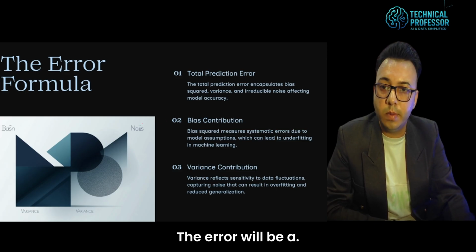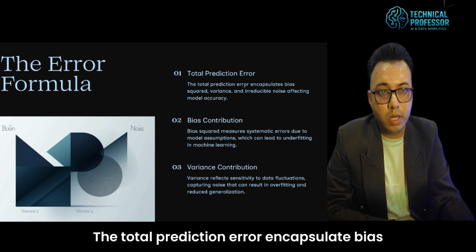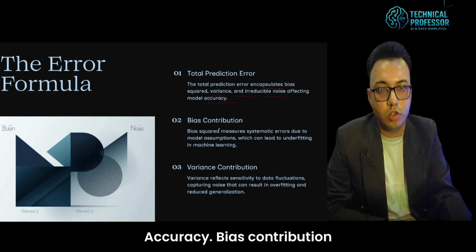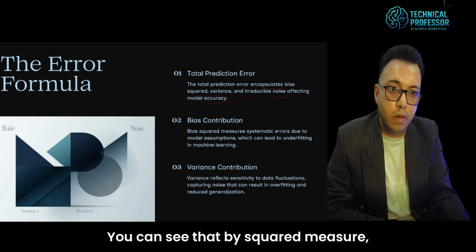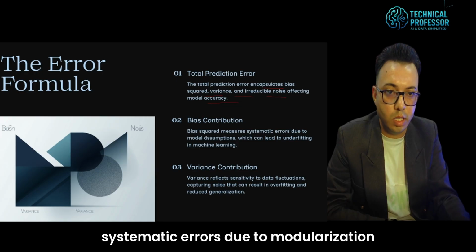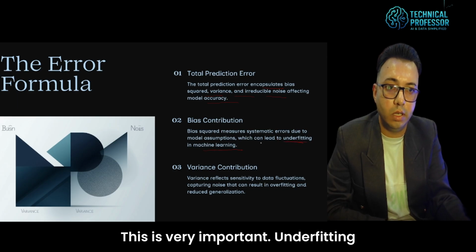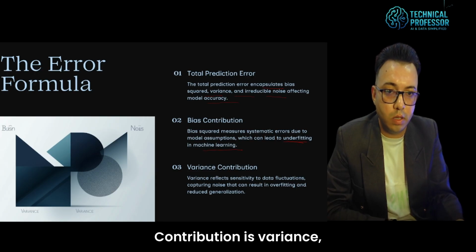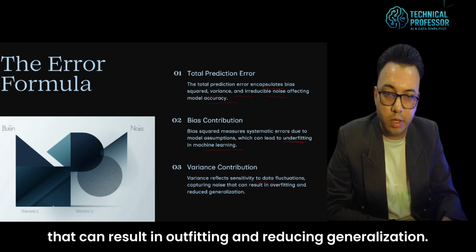Error formula. The error formula will be like this: the total prediction error encapsulates bias squared, variance and irreducible noise affecting model accuracy. Bias contribution and variance contribution. You can see that bias squared measures systematic errors due to model assumptions, which can lead to underfitting. This is very important, underfitting. And variance contribution: variance reflects sensitivity to data fluctuation and capturing noise that can result in overfitting and reduced generalization.